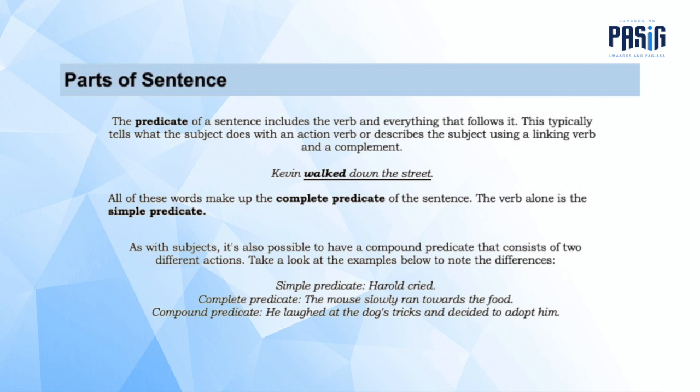Complete predicate: the mouse slowly ran towards the food. He laughed at the dog's tricks and decided to adopt him. Predicates can contain a good deal of information and may be quite long. Predicates often have several parts in addition to the verb, including objects and complements.